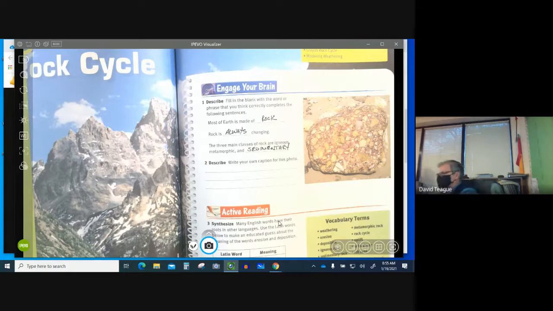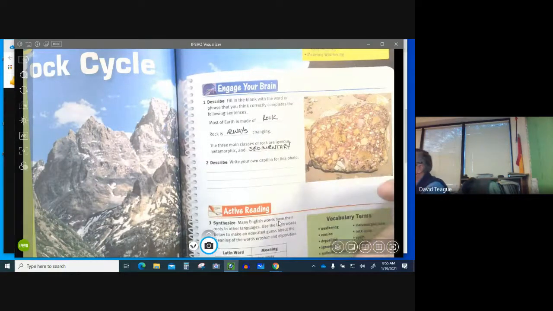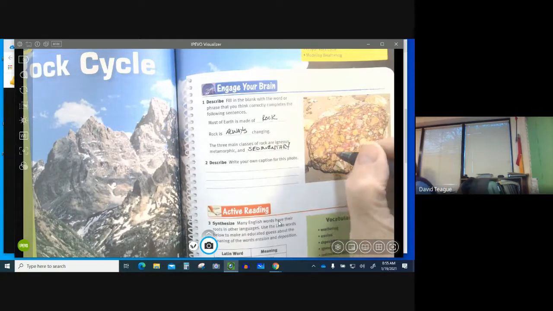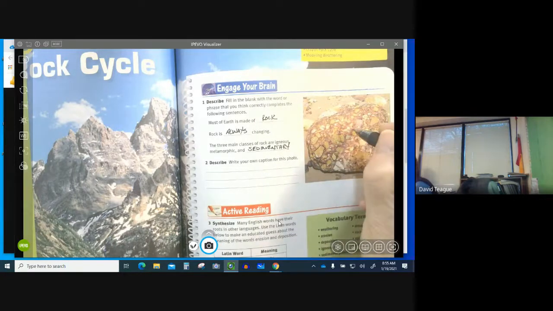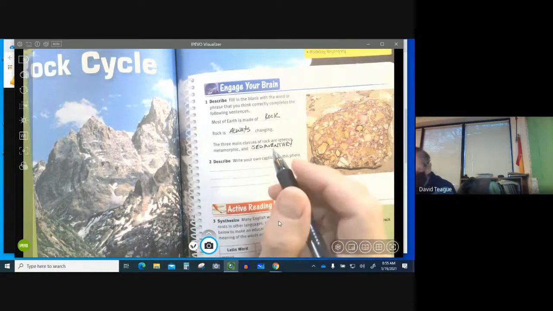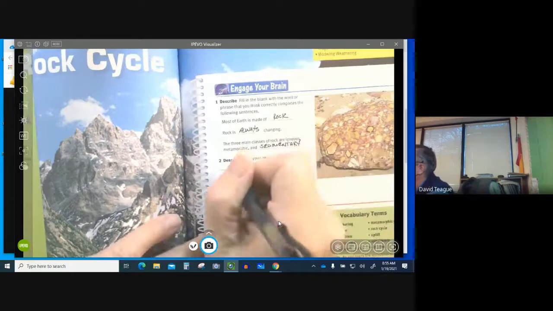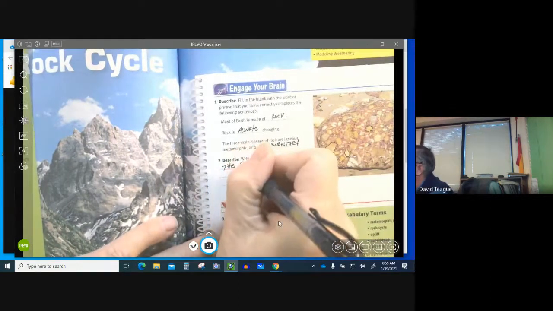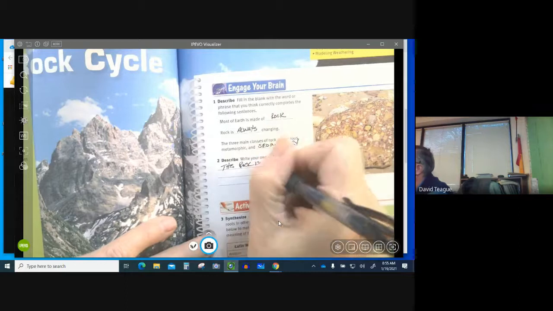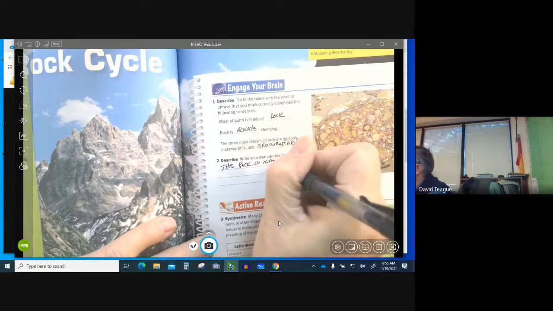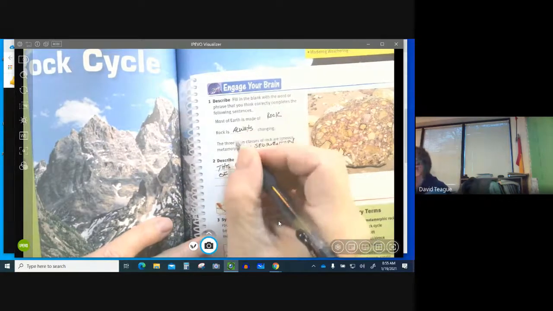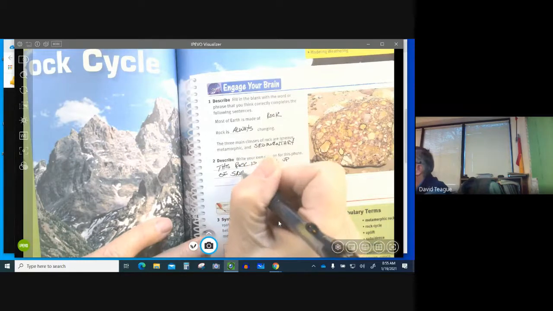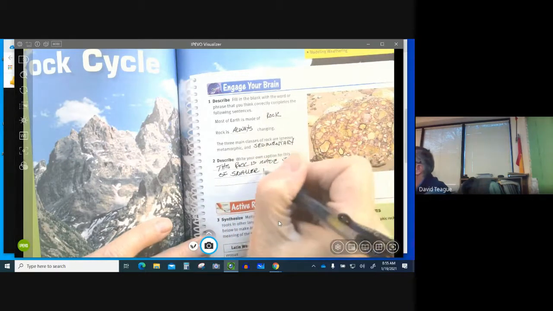Hey, Google, stop. Okay, so we're looking at this rock, and if you notice, you have all these little pieces of rock, right? So that means that there was other rock that got crushed up and then compressed into this, right? So we could write very simply, this rock is made up of smaller rock pieces.